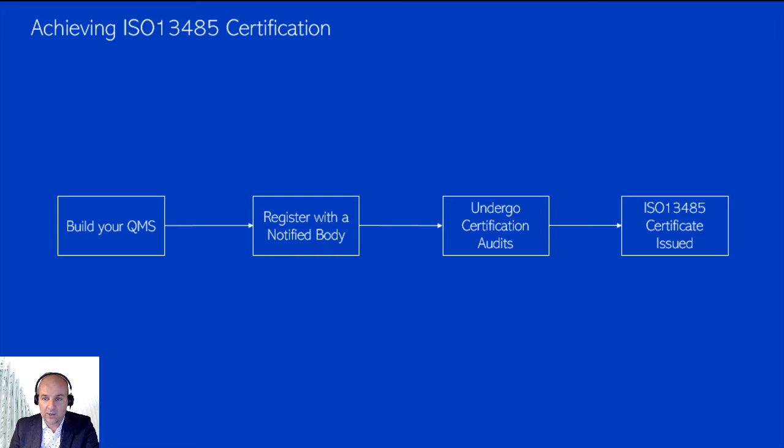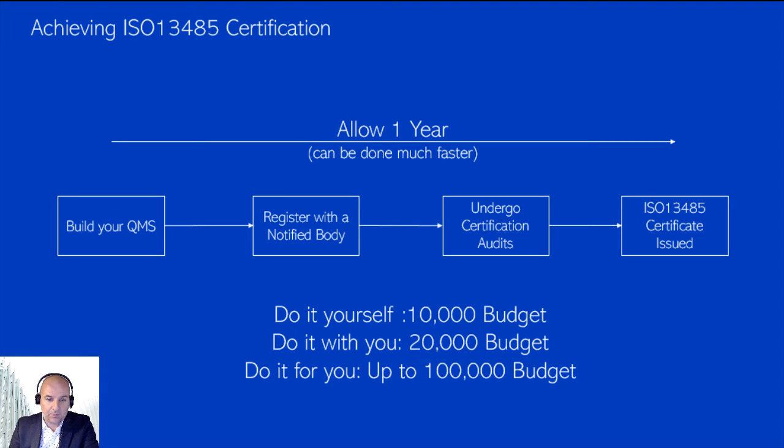So to achieve ISO 13485 certification, there are 4 steps. First, you need to build your QMS, or your quality management system. You need to register with a notified body, so these are the ones who will issue the certificate. You then need to book a time for an audit. You go through 2 audits on your QMS, and then if you pass all that, they will issue you your certificate.